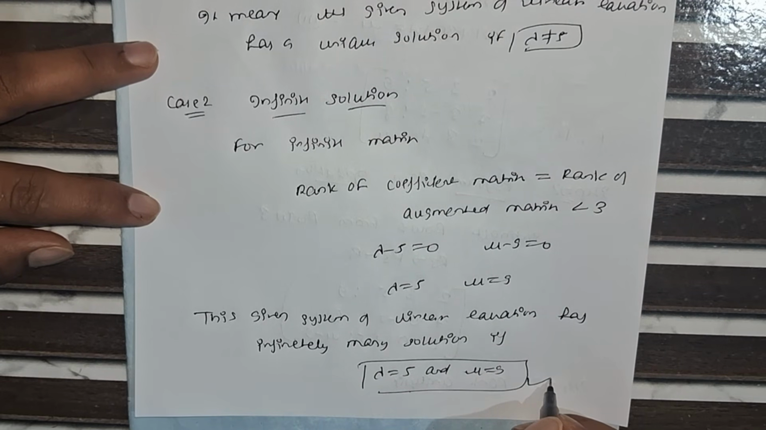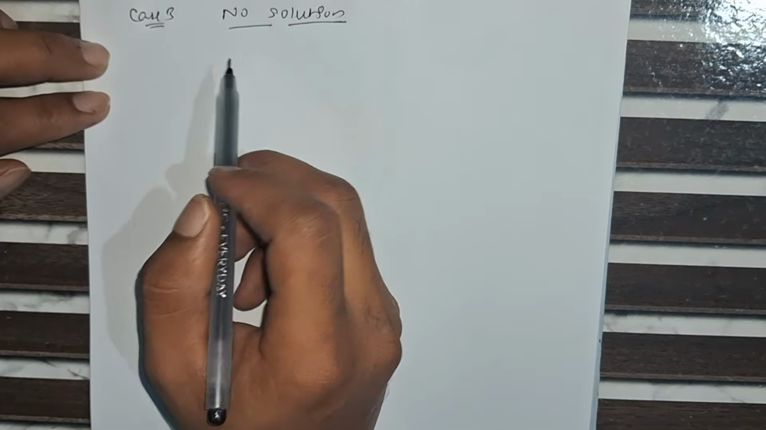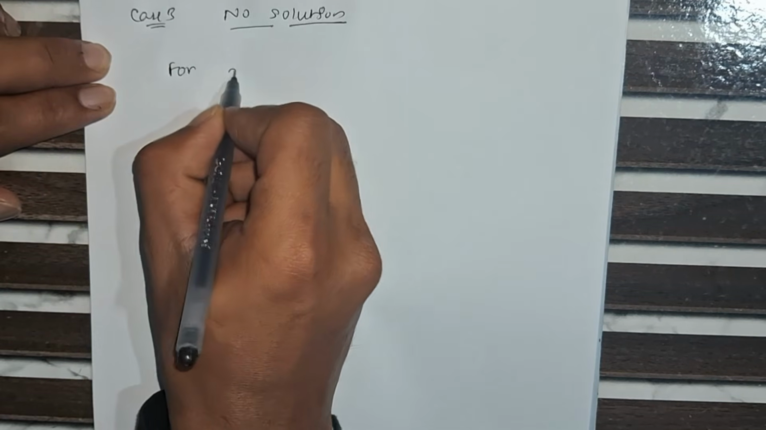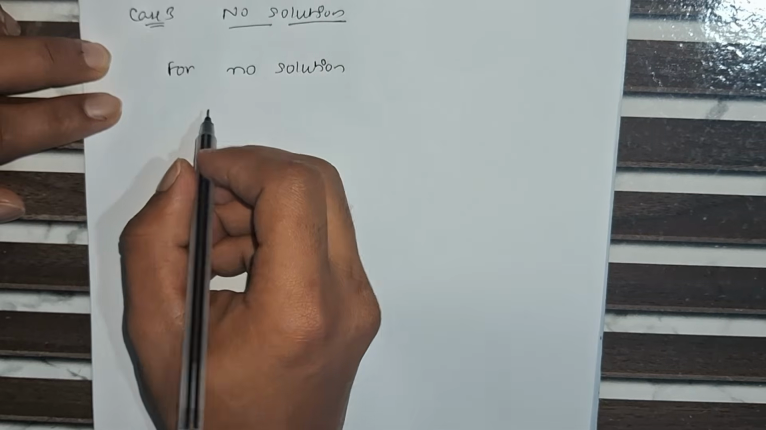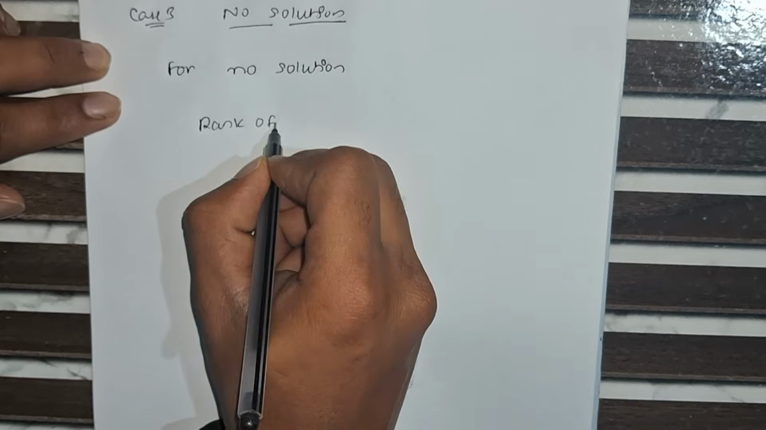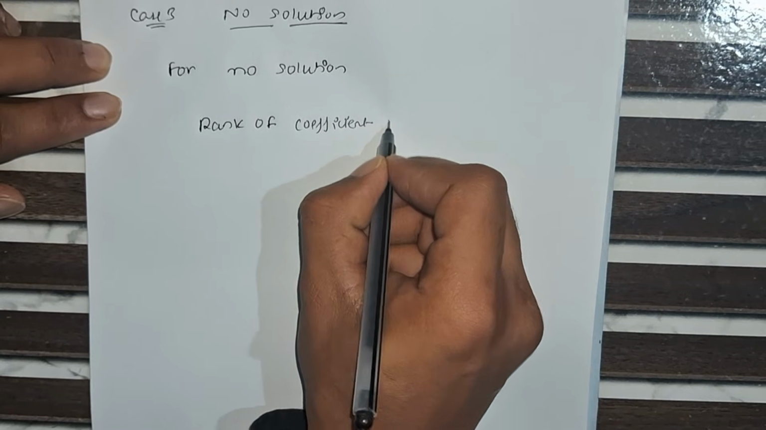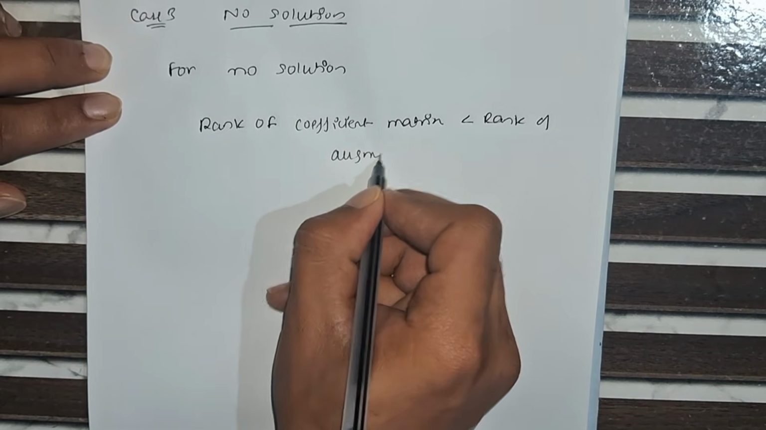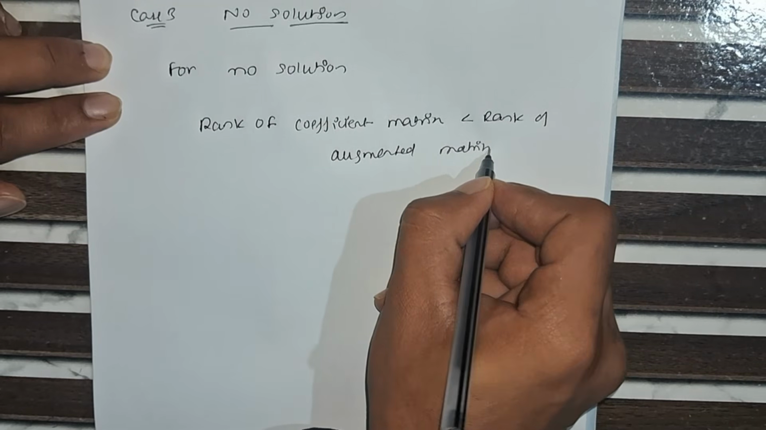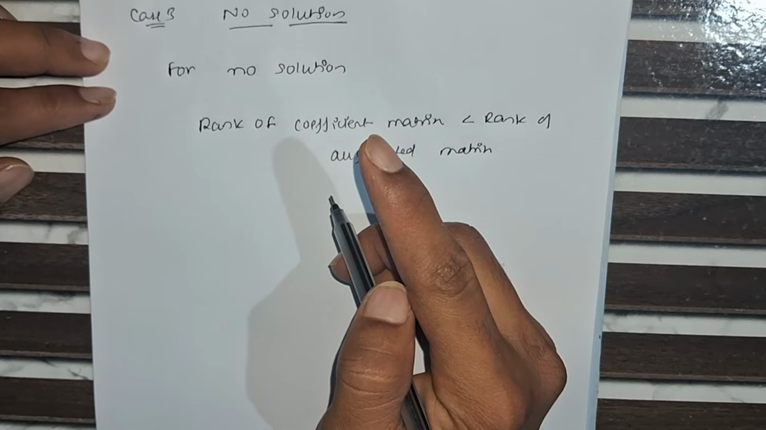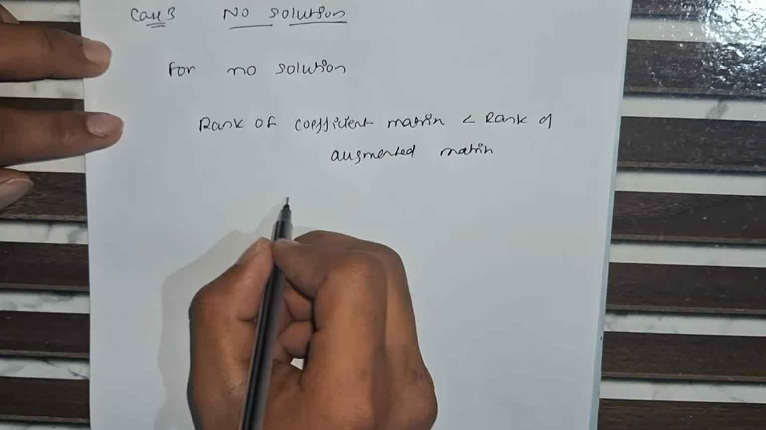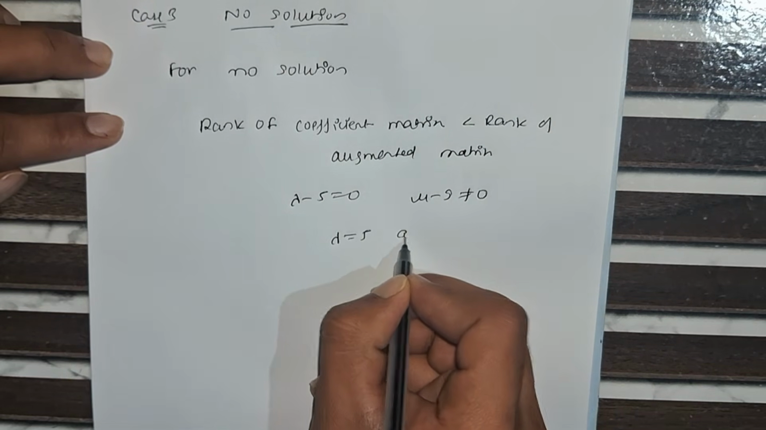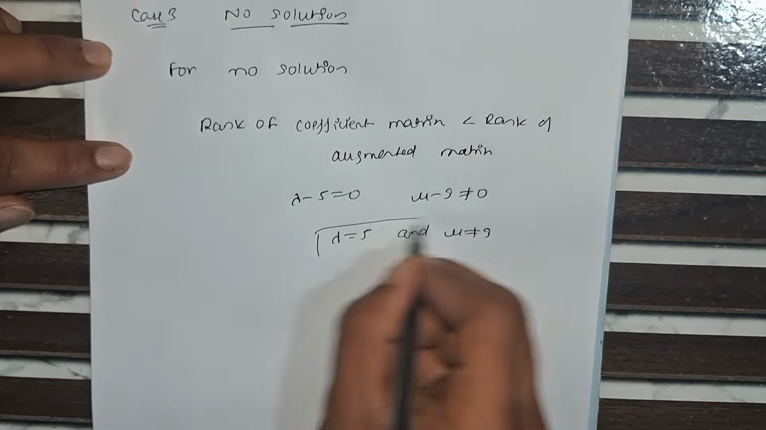Now move to our third case, which is no solution. For no solution, the rank of the coefficient matrix is less than the rank of the augmented matrix. This happens when lambda minus 5 equals 0 and mu minus 9 is not equal to 0. It means lambda equals 5 and mu is not equal to 9, then no solution exists.